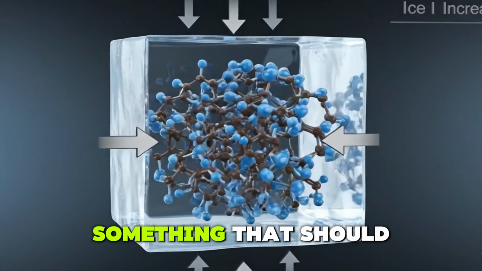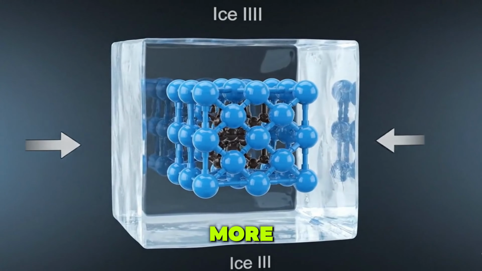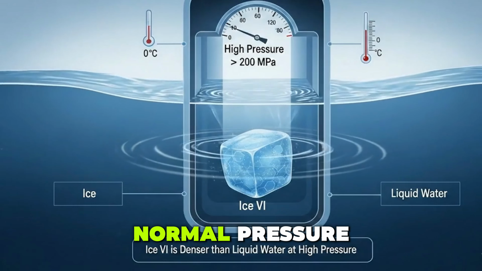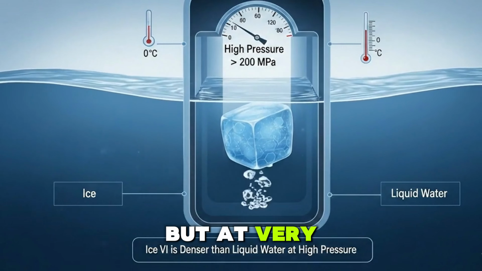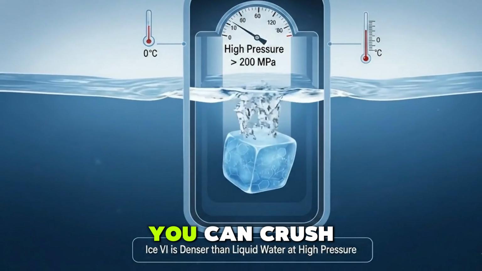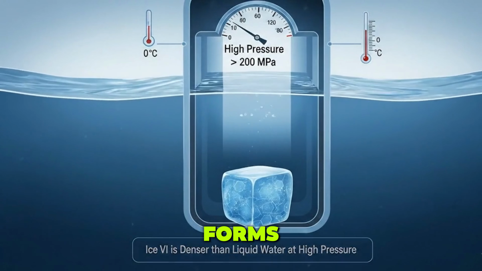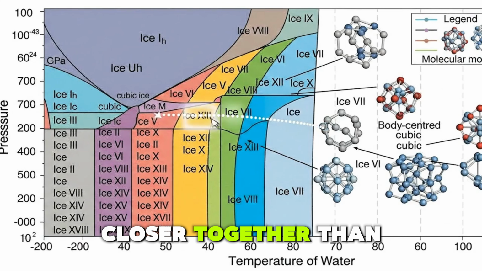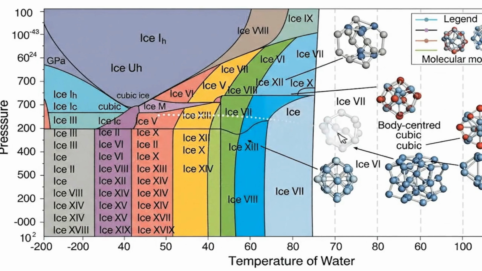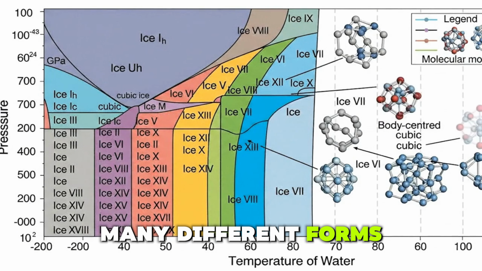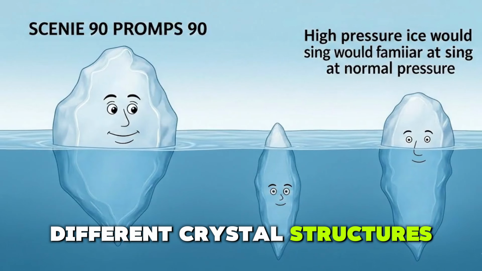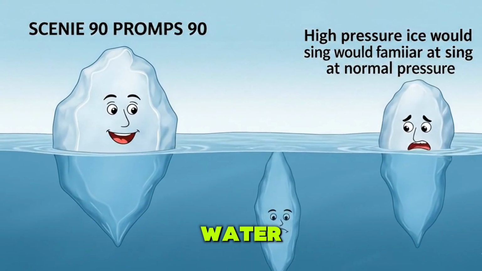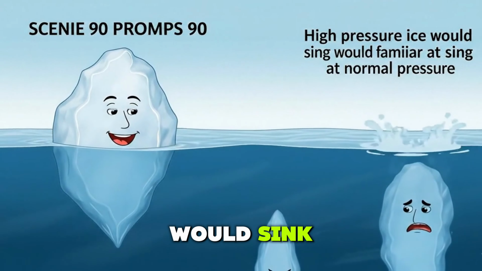Now let me tell you about something that should bother you even more. I said ice is less dense than water. That's true at normal pressure. But at very high pressures, something strange happens. You can crush ice into denser forms. If you squeeze hard enough, you can force the molecules closer together than they are in liquid water. There are actually many different forms of ice, different crystal structures that exist at different pressures and temperatures. Some of them are denser than water. Some of them would sink.